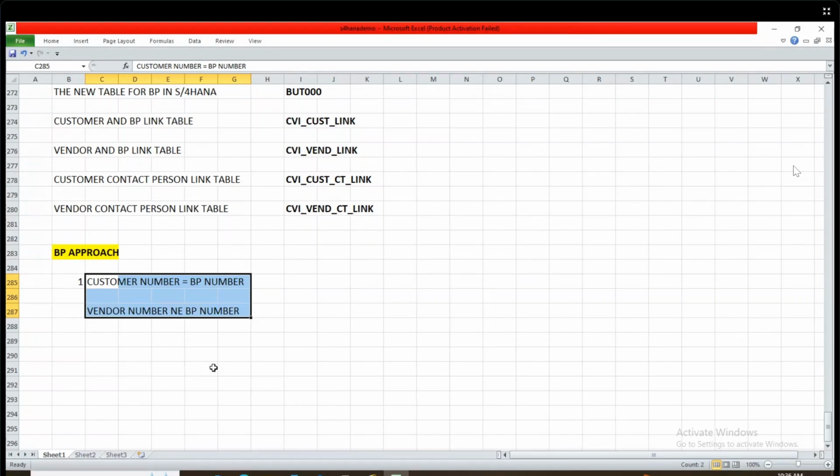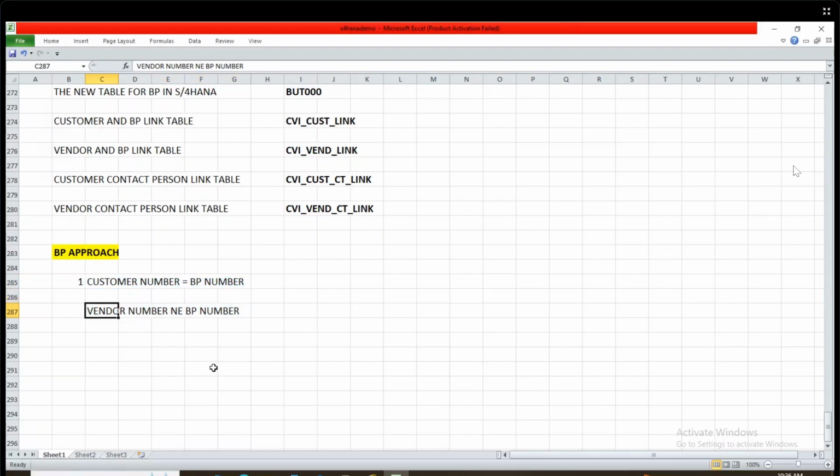So in this scenario, most of the clients will go for this BP approach. They want the same customer number as the BP number, whatever customer numbers they have in ECC. So when you migrate to BP, they want the same number for customers. And for vendors, you need to go for a different number.